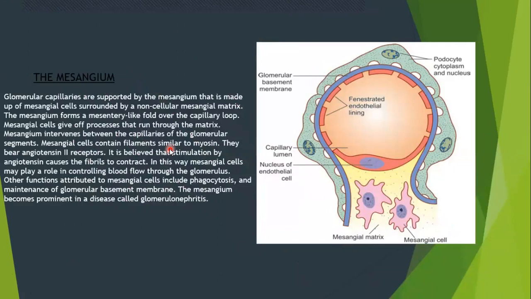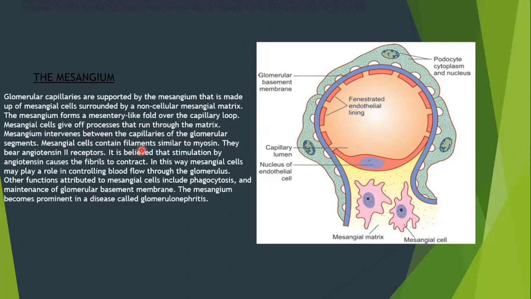Then we have the mesangium. Now, these glomerular capillaries are usually supported by the mesangium. The mesangium refers to mesangial cells, which are surrounded by the non-cellular mesangial matrix. So these are your mesangial cells, and you can see they are surrounded by the non-cellular mesangial matrix. The mesangium forms a mesentery-like fold over the capillary loop. Remember the mesentery you saw in the abdominal region, where the small intestines are attached to the posterior abdominal wall by a mesentery. Such a mesentery is the one which supports these capillaries. The mesangium intervenes between capillaries of glomerular segments.